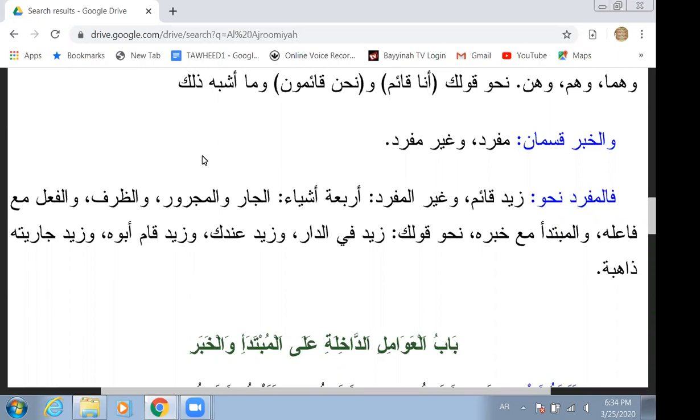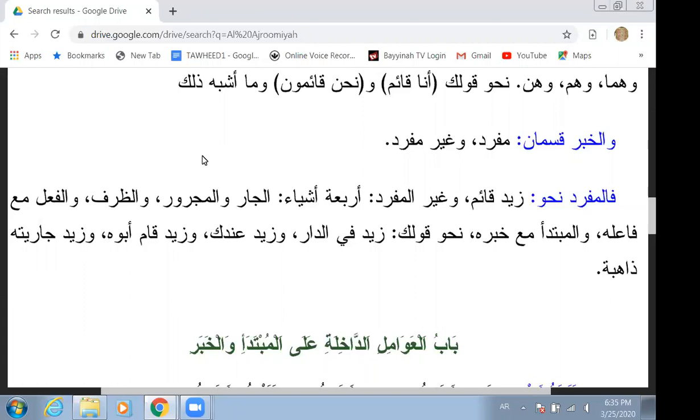والخبر قسمان: مفرد وغير مفرد. As for the khabar, it has two types. The first is single word. Here, mufrad will not mean singular and plural pair, not that. Single word means one word. وغير مفرد, and more than one word. That's how we will translate for it.